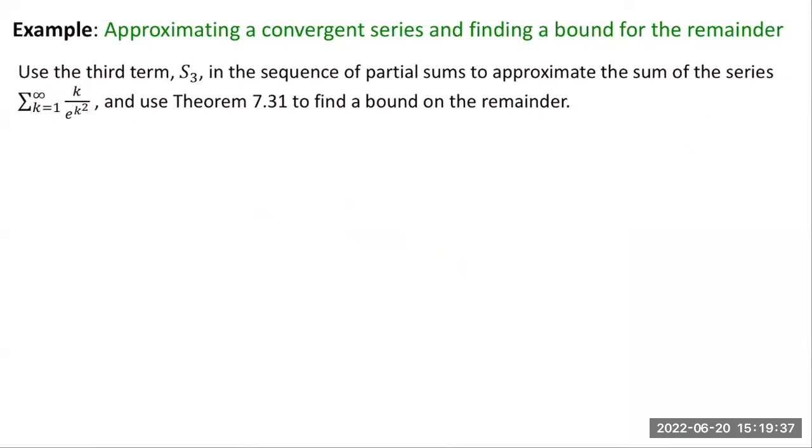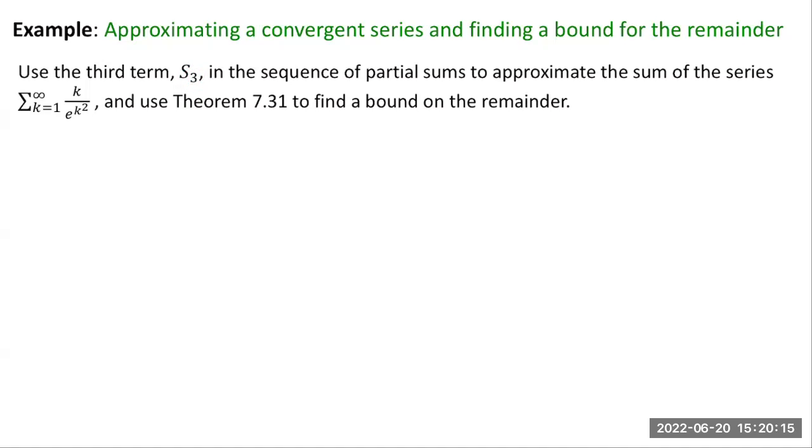All right, let's look at an example now. Here is the example that I want to look at. Use the third term S3 in the sequence of partial sums to approximate the sum of the series. This is the series given to us, and use theorem 7.31 to find a bound on the remainder for this particular n. Notice that n is 3 in this case. For that number, you need to find the nth remainder, which in this case is the third remainder.